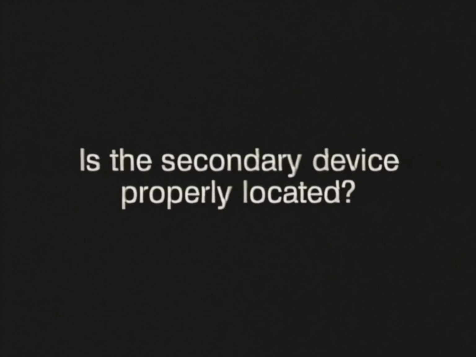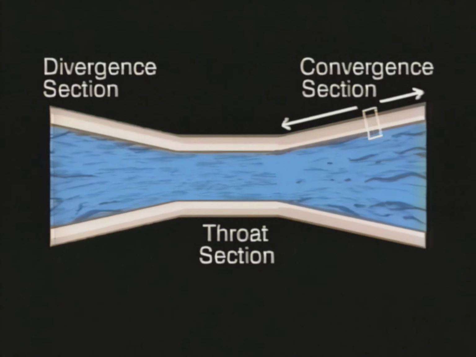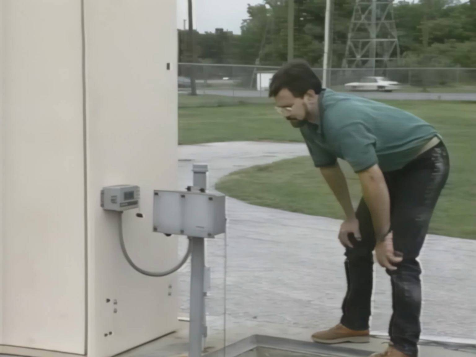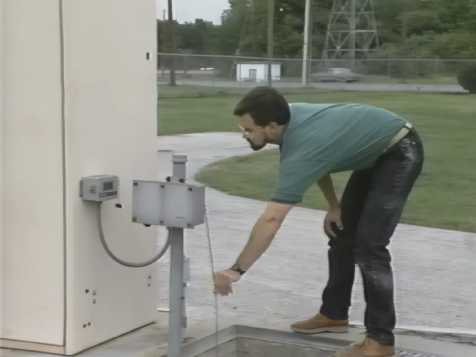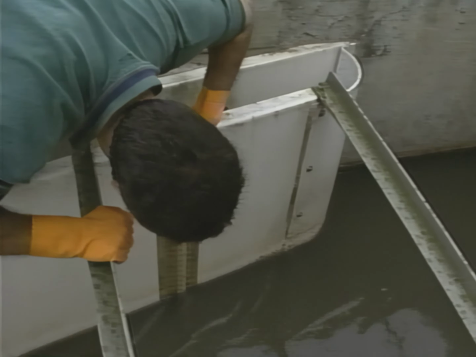Is the secondary device properly located? The secondary device should be 2/3 the distance of the convergence section wall upstream from the throat. Has the device had adequate maintenance? Make sure there's a schedule for calibration and maintenance as recommended by the manufacturer. Is the 0 setting correct? Check to see that the head measurement device is 0 to the appropriate setting.